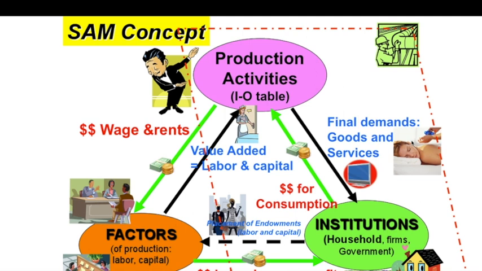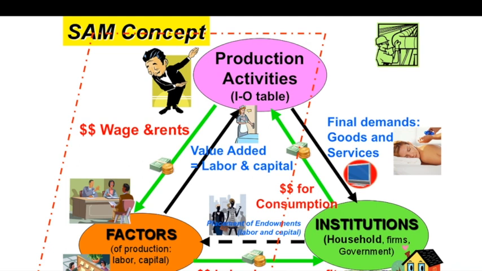The first two-way flows we'll talk about are the flows between production activities and institutions. Households, firms, and government, as economic agents, purchase goods and services from the market to fulfill their final demand from industrial sectors. The monetary flow goes from institutions to the industrial sectors, and the industrial sectors receive the flow of money from institutions for their consumption.